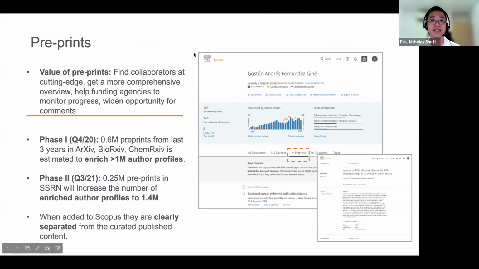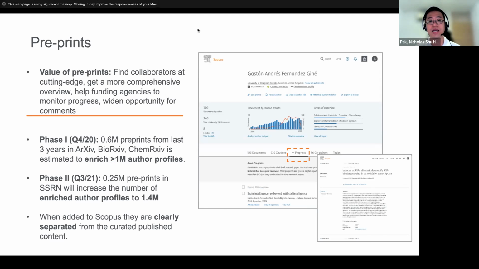So the value of preprints is that now you're able to find collaborators in terms of cutting-edge research. Sander mentioned how important it is for preprints to be around. Sometimes it would take too long for a peer-reviewed article to be indexed in Scopus. And sometimes, in cases like monkeypox as well as COVID-19, waiting for research to be fully generated may take some time. So this is the value of preprints, right? Because you're able to find collaborators now at the cutting edge of research. You can get a much more comprehensive overview.